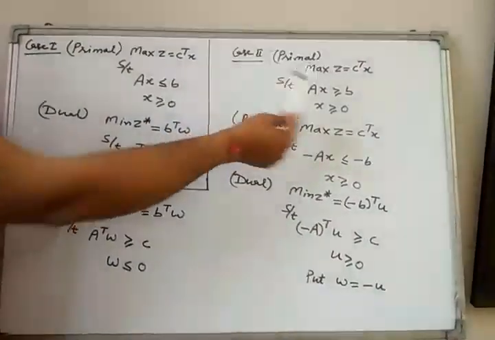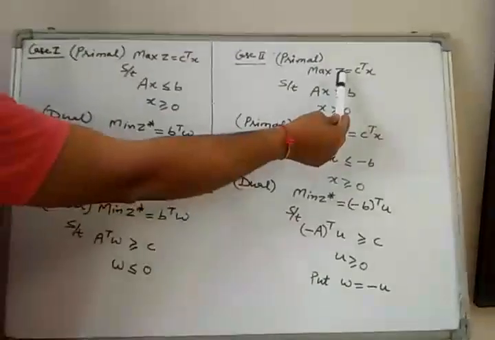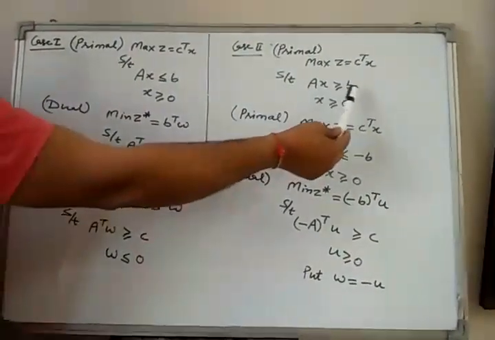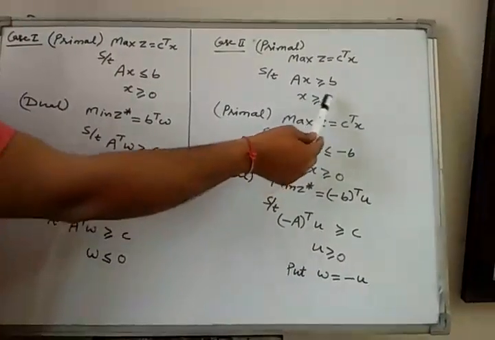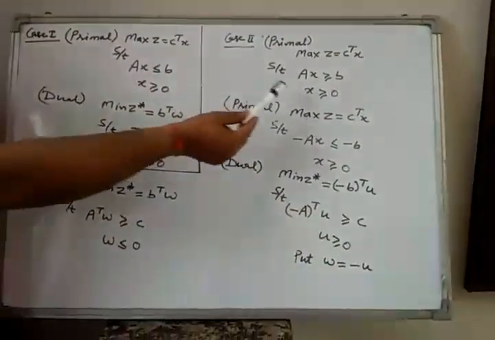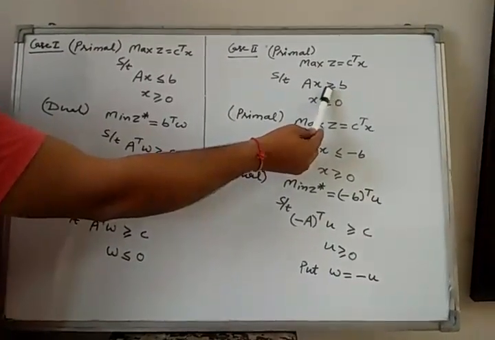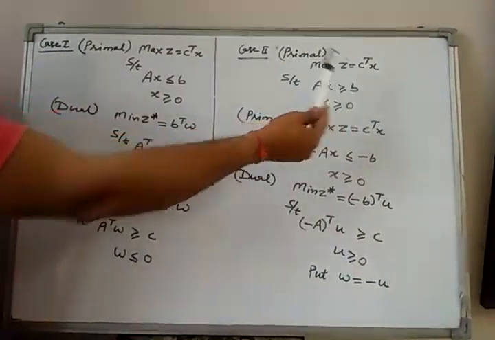Consider the second case. Here the primal problem is: maximize objective function z equal to c transpose x subject to the condition Ax greater than equal to b with non-negativity restrictions x greater than equal to 0. Now here in this case, all the inequalities are of greater than equal to type. Now we discuss how to write dual in this case.